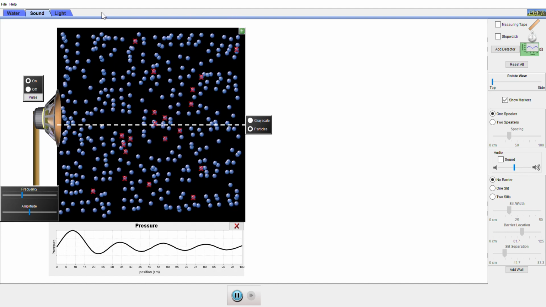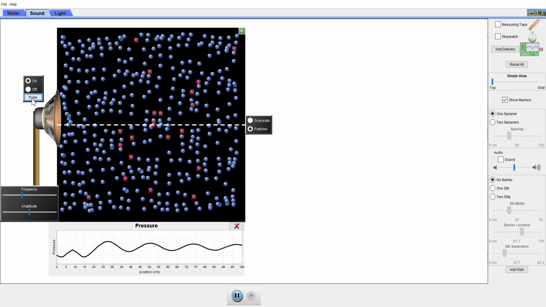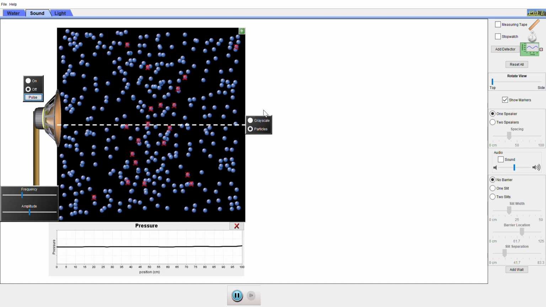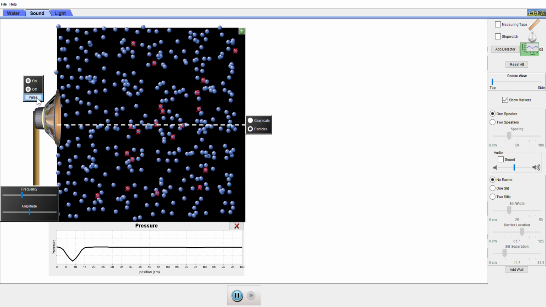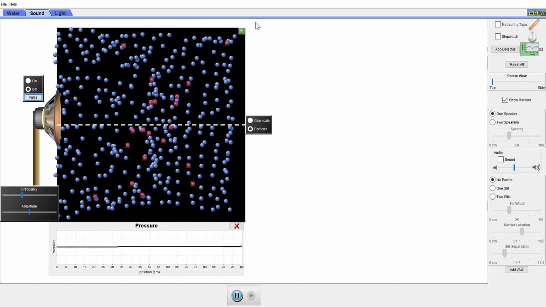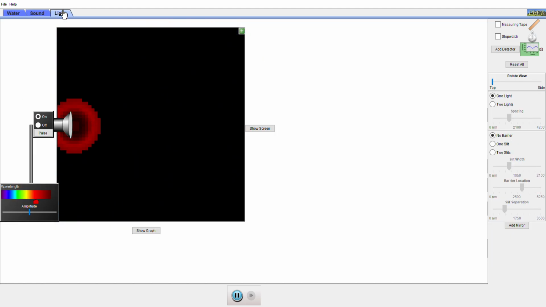Now let's move on to light waves. Maybe I could do a pulse. Maybe that's an easier way to see it move through. I don't know. It's pretty hard to see because of all these molecules. Okay, moving on to light.